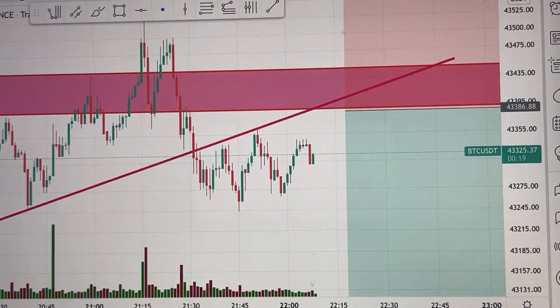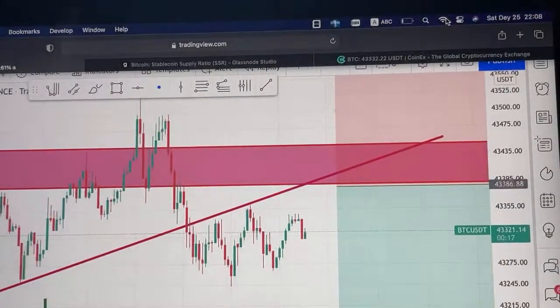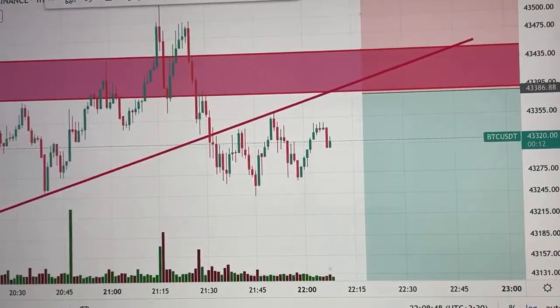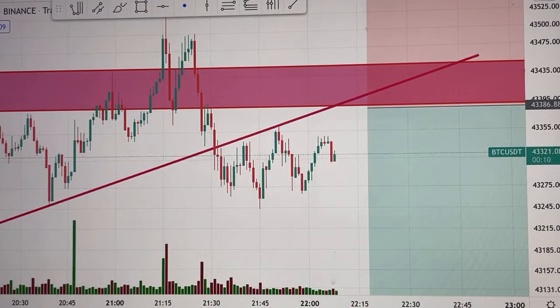My laptop charge is getting ended. You can see up here. My battery is running out. I hope this trade gets activated sooner.